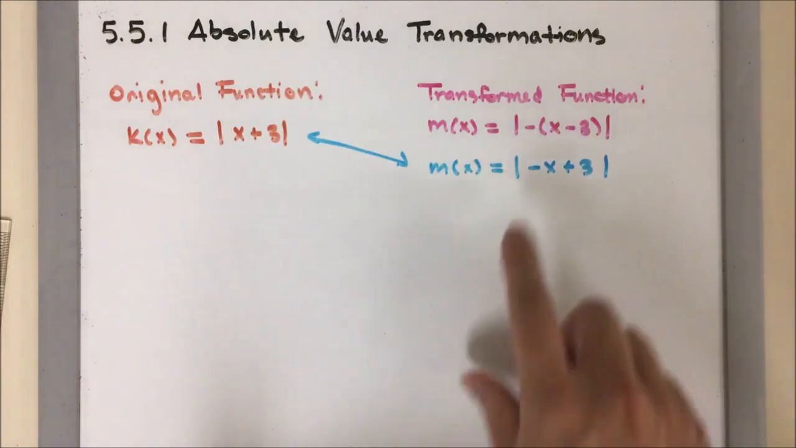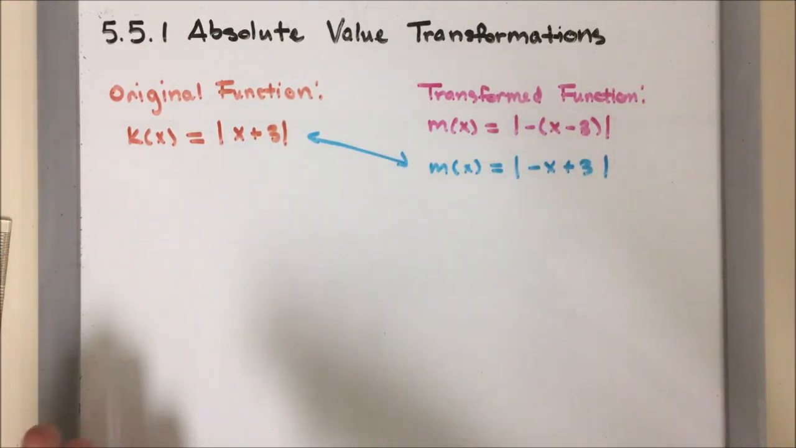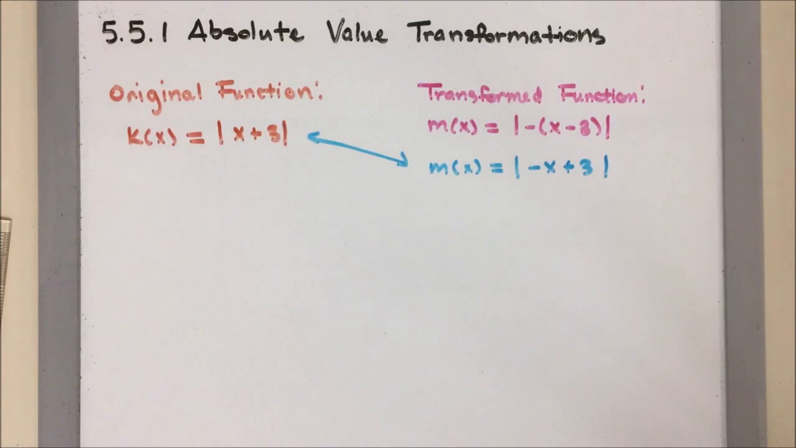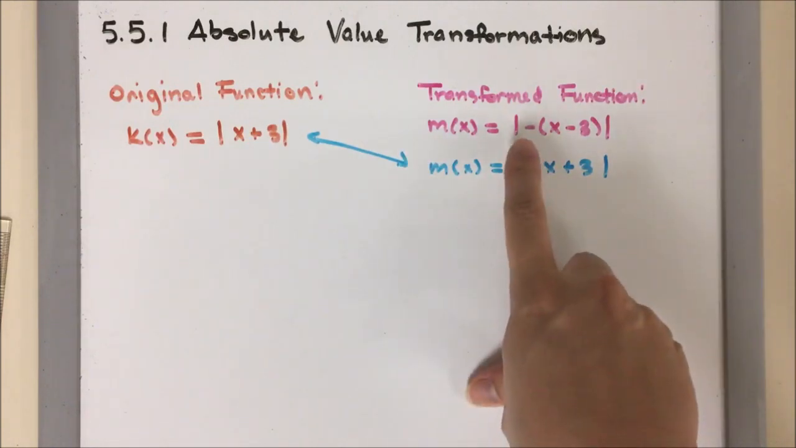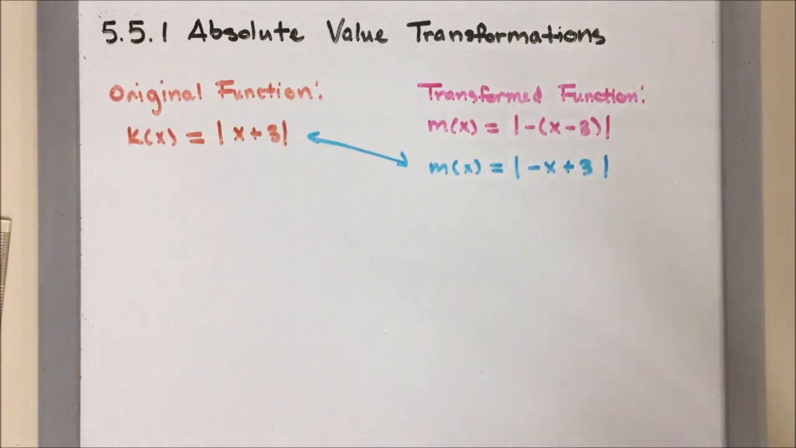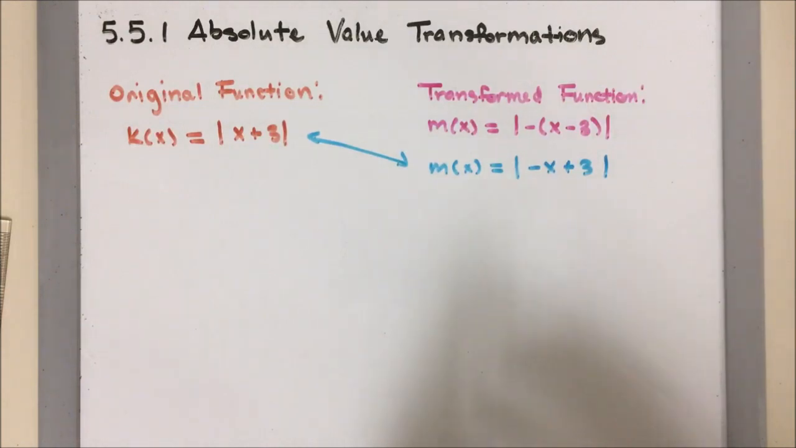If we look closely, inside the parentheses it's x minus 3. So that means it actually translates 3 units to the right. That's the correct transformation. That's the importance of having parentheses whenever you have a negative inside the absolute value line, in addition to a number with the x. So it's very important that if you ever have something like that, make sure that you have parentheses, so that you can correctly identify the transformation.